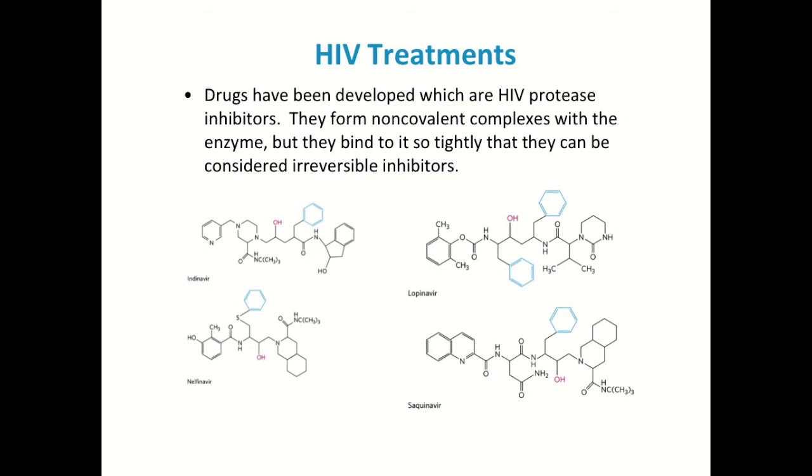So what they do is they form non-covalent complexes with the HIV protease enzyme, and they bind it so tightly that they can really be considered irreversible inhibitors. And it prevents the HIV protease from doing what it needs to do. And these are some of the chemical structures of the HIV protease inhibitors that are currently used as drugs.